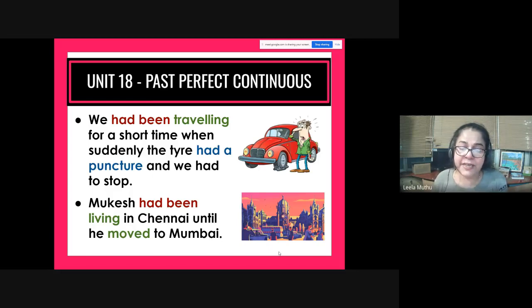Mukesh had been living in Chennai until he moved to Mumbai. He would have continued to live in Chennai, but he moved to Mumbai until he moved, right? So Mukesh had been living in Chennai, a past action which was continuous until he moved to Mumbai. Another event happened, the red line, which stopped that continuation of what he was doing, living in Chennai. He moved to Mumbai, okay?